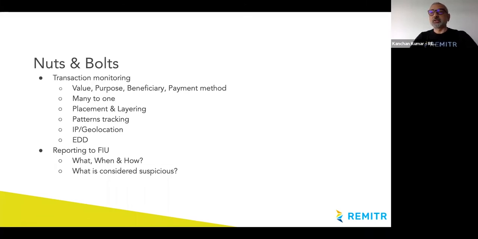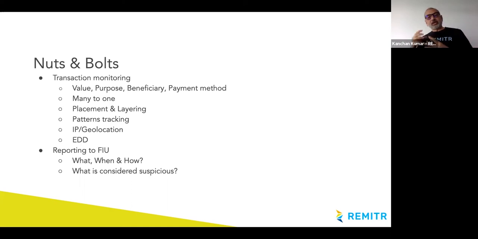Reporting your transaction is extremely critical, because it's not only your responsibility to do what you did, but if you ever had cause for suspicion, you must note what the cause of suspicion is and then report it to your regulator. Reporting to the regulator basically means what the cause of suspicion was, when it happened, how you detected it, and then the transaction detail.